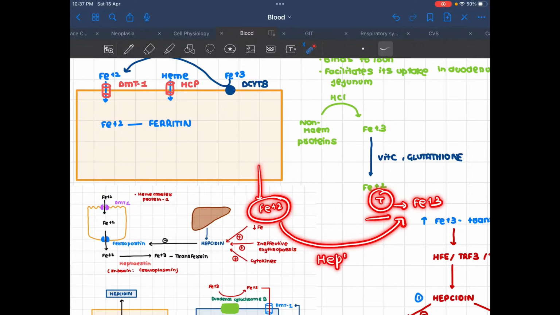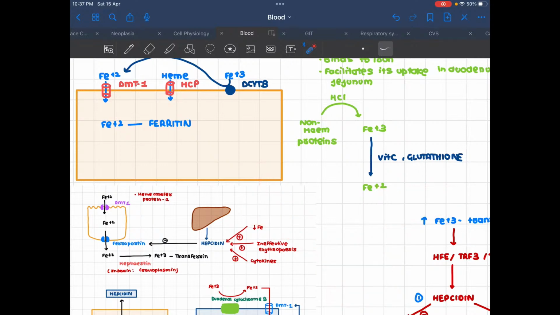By this enzyme, which is again present on the basolateral membrane. That's hephaestin. Okay, it's a copper-dependent enzyme. Hephaestin is going to convert your ferrous form into your ferric form, and that's going to be transported by your transferrin.